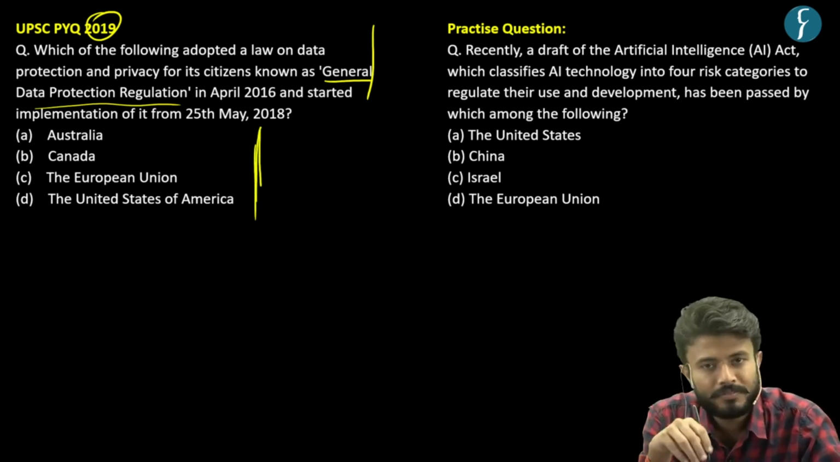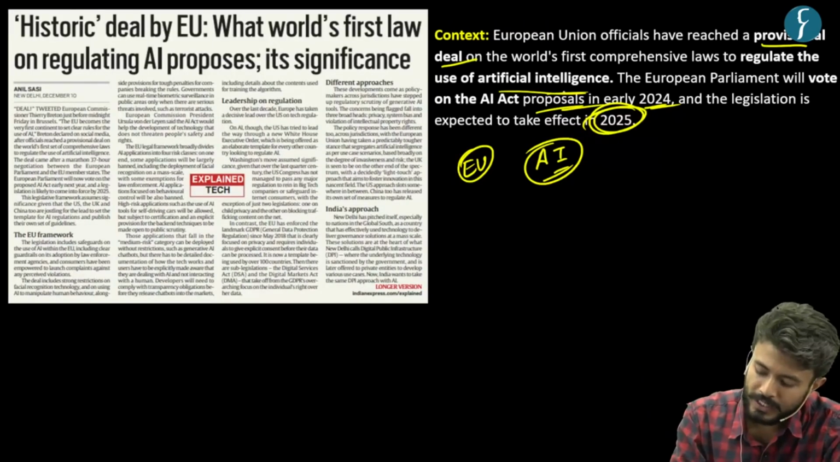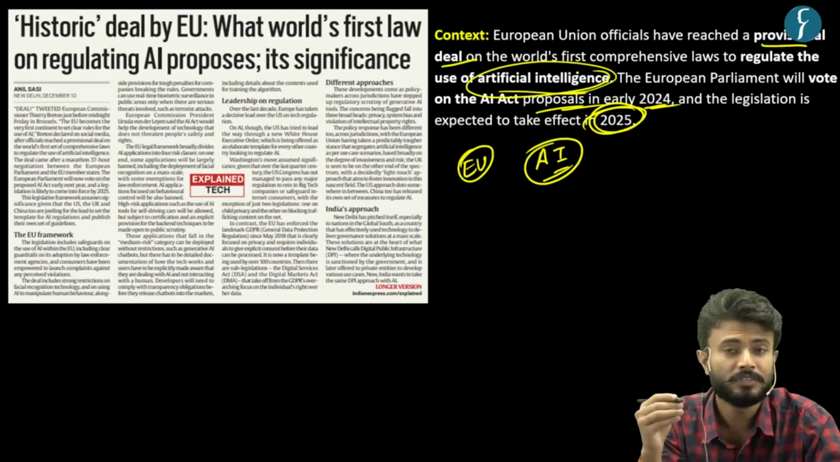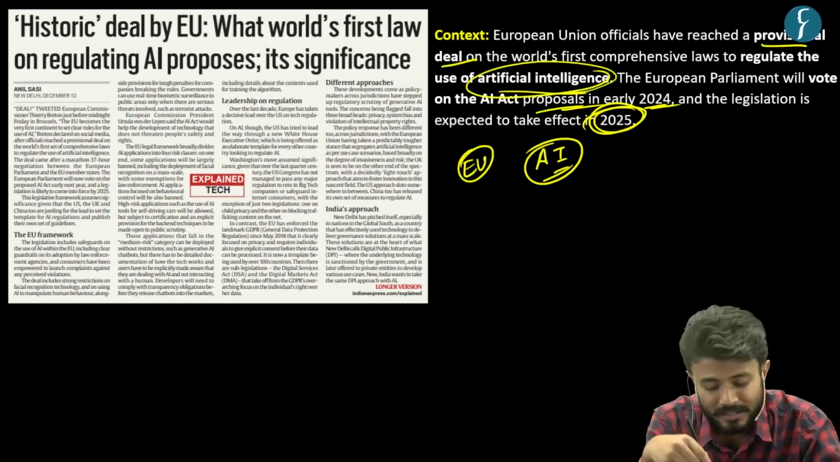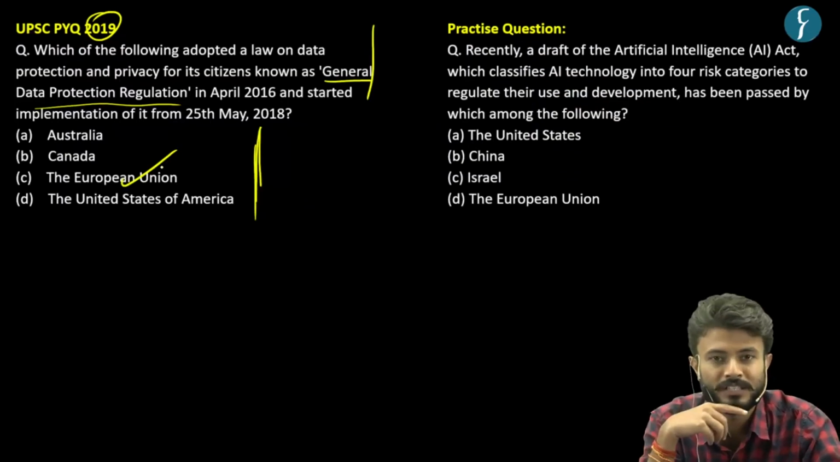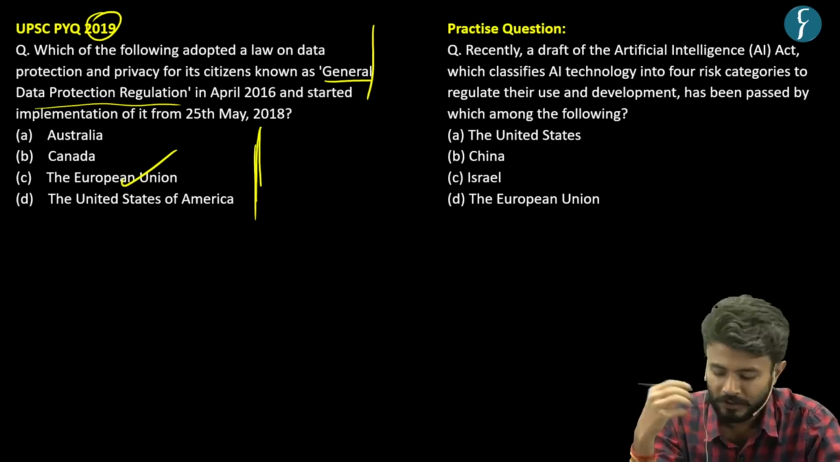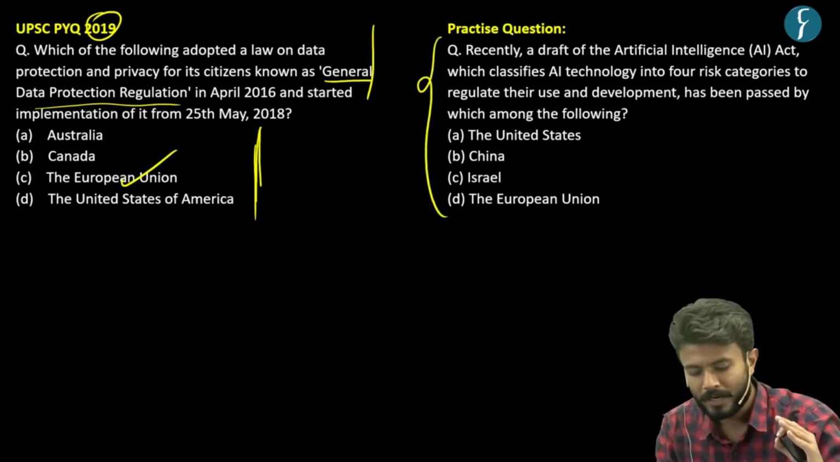So in a similar fashion, just a very small piece of information: if a question comes regarding the law or regulation of artificial intelligence, again, the region is the European Union. Here also, the answer was the European Union in the context of general data protection, right? So similarly, this practice question is also formed on a similar pattern.